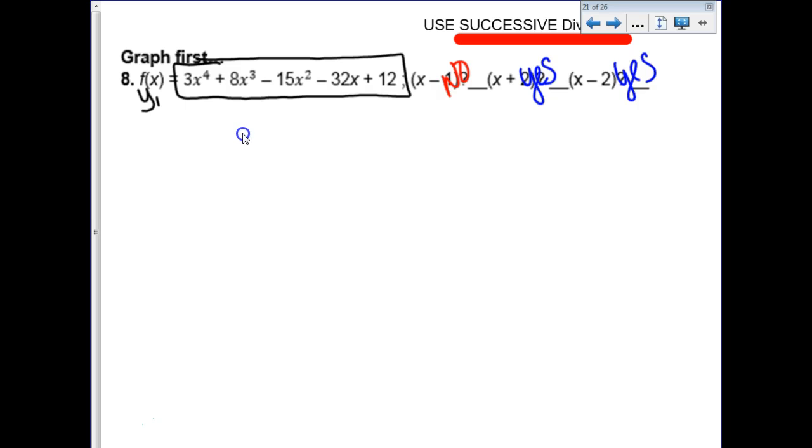It does not matter which one you use first versus second, so I'll let you guys decide. Do you want to use -2 or +2 first in the first division? +2. You're a positive kid, right? Here you go. +2 in the box. And the coefficients. Watch out for missing terms. This time we don't have any.